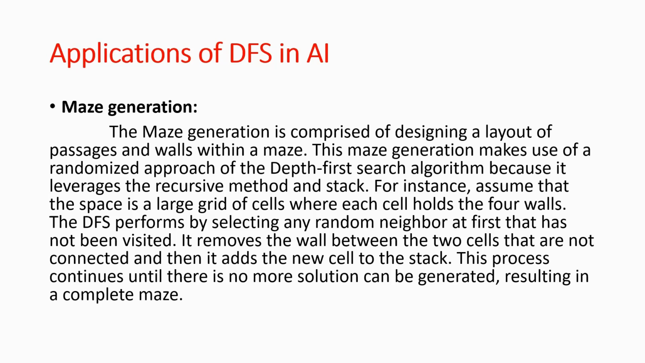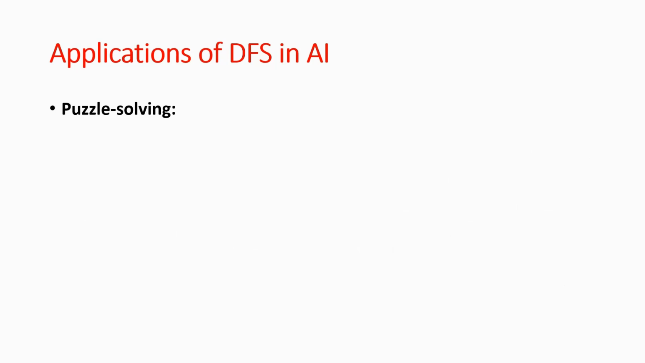So the concept here is the maze. Now we have puzzle solving, and DFS is an excellent method for systematically exploring possible solutions in a puzzle, right? Many puzzles can be represented as a state space graph where each node is a puzzle configuration and the edges represent valid moves, right? DFS can be used to search for a path from the initial state to a goal state. So this is the concept of connecting the cells. So here we have puzzle solving too.